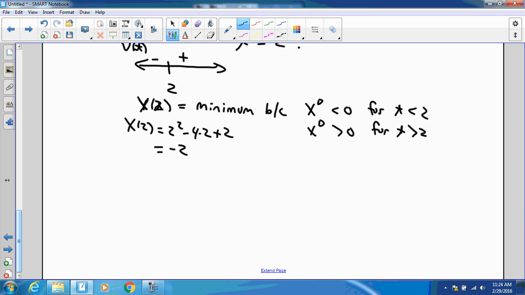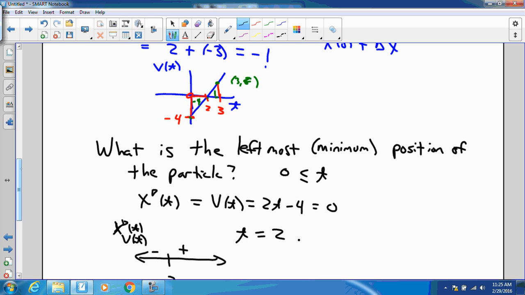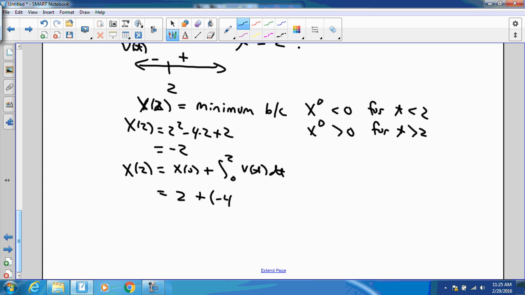Or I could just as easily write that x of 2 is equal to x of 0 plus the integral of the velocity from 0 to 2. See how I'm using a definite integral to construct the same quantity here. And so that gives me the initial position 2 plus the value of the integral, which I already wrote in here in my diagram. That integral was negative 4, and that gives me negative 2 as a position also.